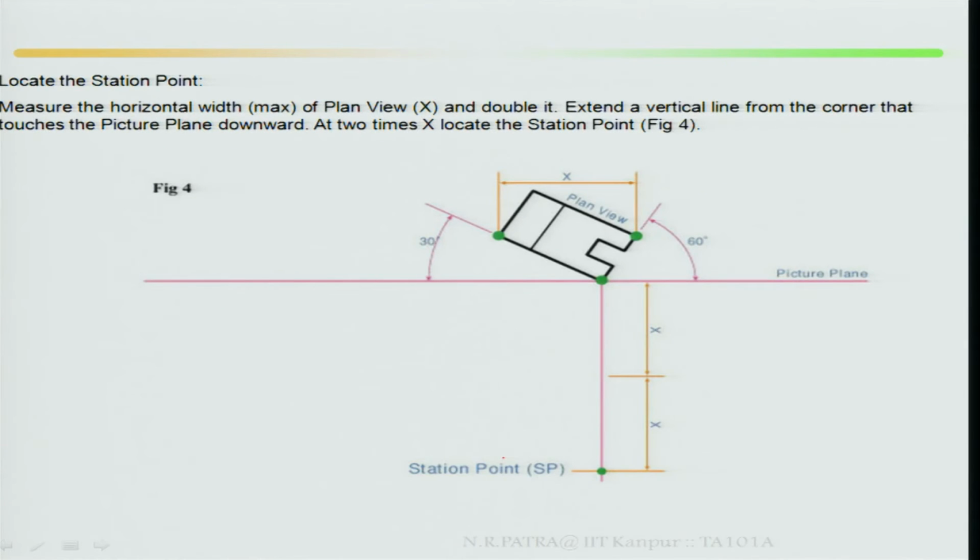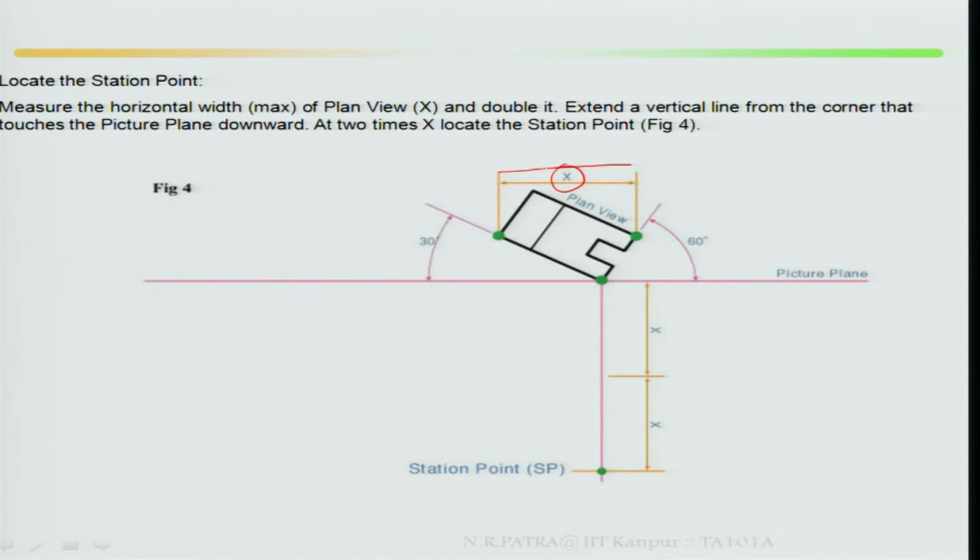Then locate the station point. Once you have a picture plane, then make the plan view with your 30 degree and 60 degree. Measure the horizontal width maximum of plan view. This is your horizontal width x. Double it, that means 2x.